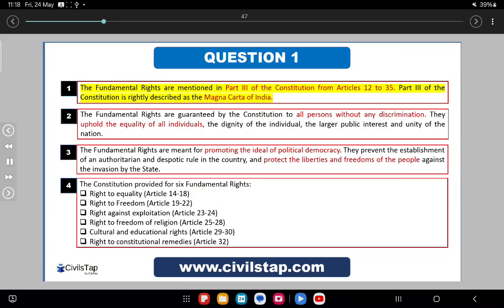The fundamental rights are mentioned in Part 3 of the Constitution, from Articles 12 to 35. Part 3 of the Constitution is rightly described as the Magna Carta of India. 1. The fundamental rights are guaranteed by the Constitution to all persons without any discrimination. They uphold the equality of all individuals, the dignity of the individual, the larger public interest and unity of the nation. 2. The fundamental rights are meant for promoting the ideal of political democracy. They prevent the establishment of an authoritarian and despotic rule in the country, and protect the liberties and freedoms of the people against the invasion by the state.